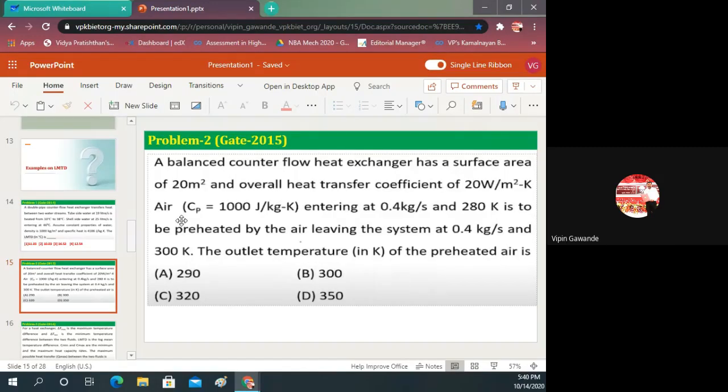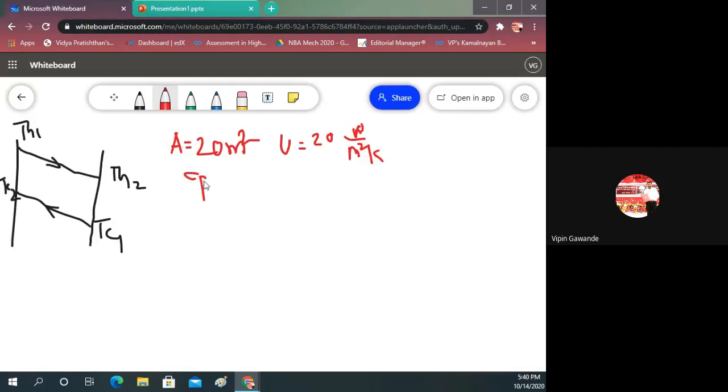Now the next sentence is about the air. It is given that for air, Cp is equal to 1000 joule per kg Kelvin.